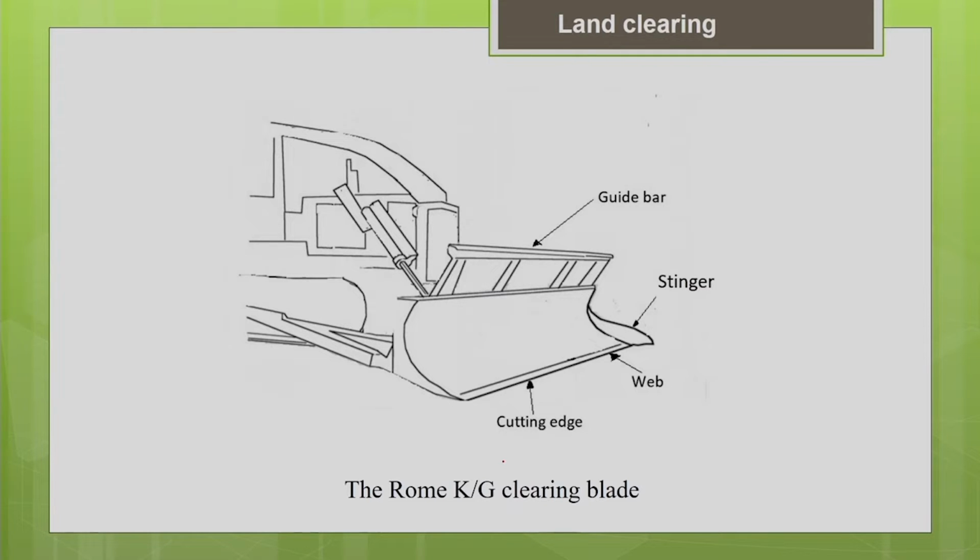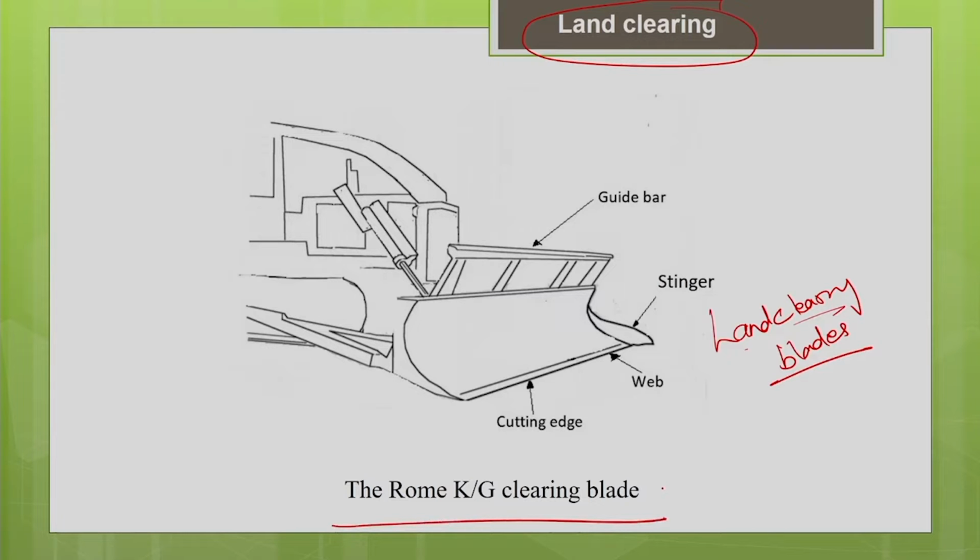Now you can see this bulldozer can be used for land clearing. It is used for cutting the trees, clearing your site. So these are special bulldozers. For this purpose we should not use an earth moving blade. There are special land clearing blades. One such land clearing blade is the Rome K-G clearing blade. It is a very powerful blade manufactured by the Rome company.